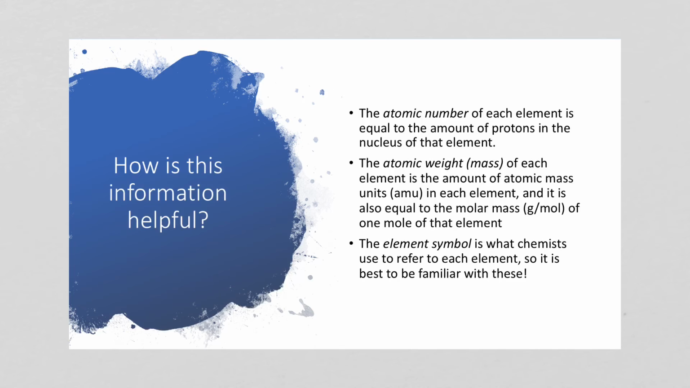How is this information helpful? What am I going to do with this? I'll tell you. The atomic number of each element is the number of protons, right? So you already have information right off the bat. How many protons are in the nucleus? The atomic weight is the atomic mass units of each specific element, but it's also the molar mass, grams per mole, of 1 mole of that element.